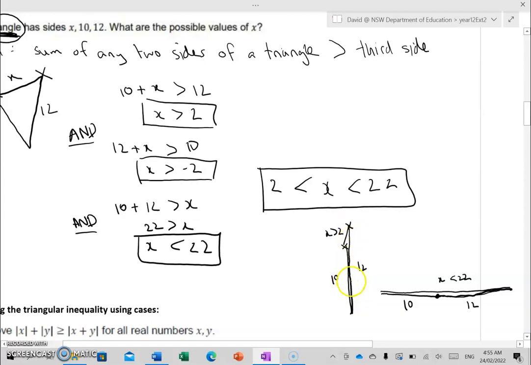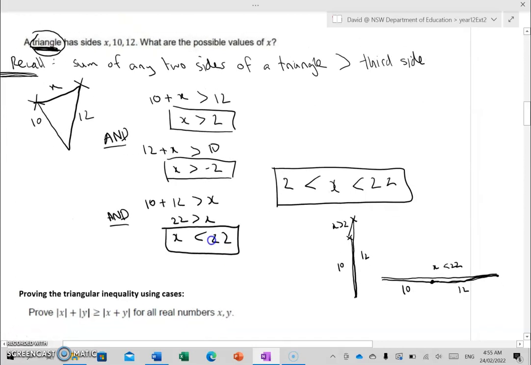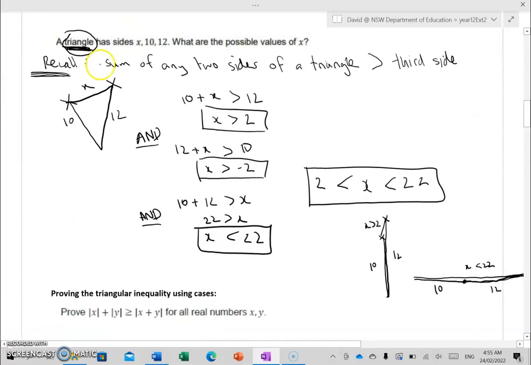Put the 10 and the 12 right next door to one another, or pointing in opposite directions, and think about what values x must be to close the triangle. But I like using the sum of any two sides of the triangle being greater than the third. But that's just an alternate way of viewing.